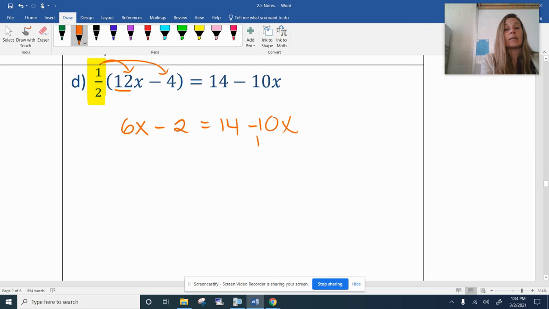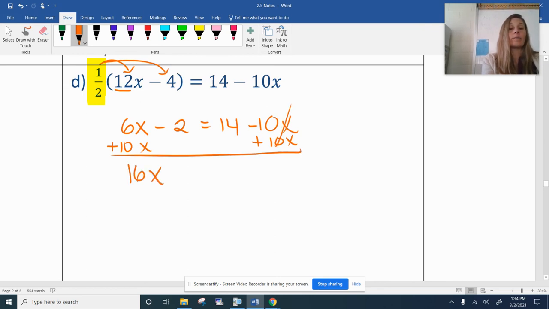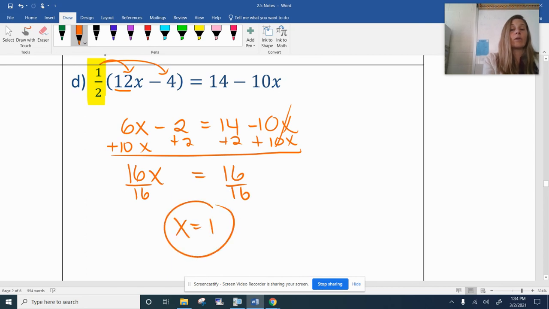Now, negative 10 is smaller than 6, so that's why I want to move my 10, but you definitely could move the 6 over. It'll still work. So now I have 16x. Of course, my 2 has to go to the opposite side, giving me a 16, and then I divide, and I get x equals 1.